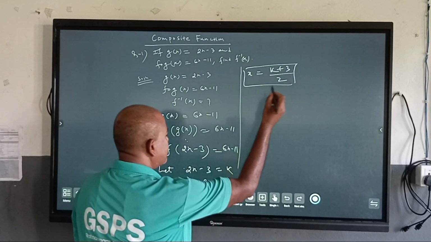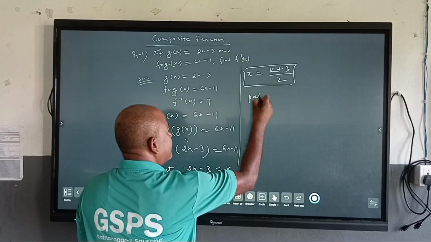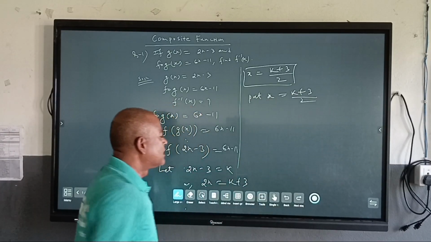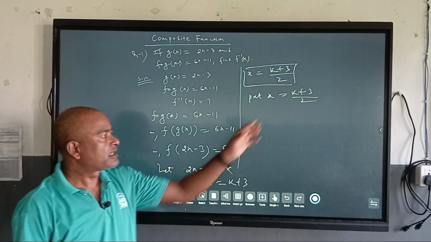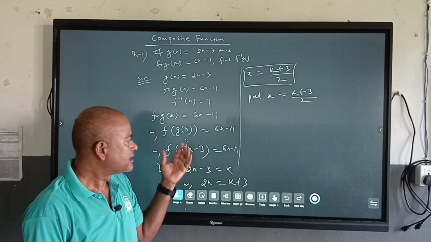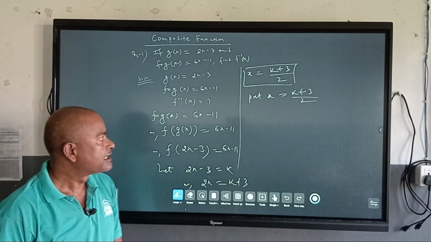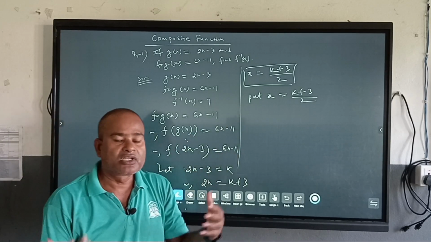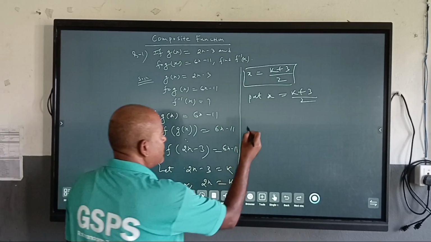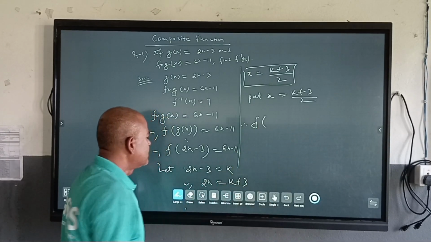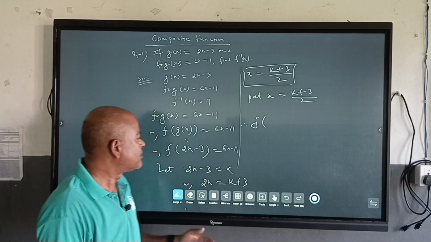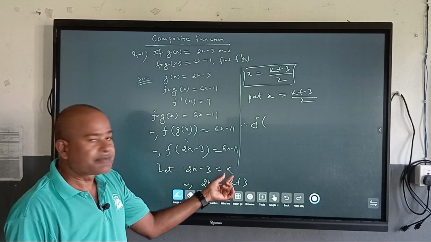Dear students, now we'll put the value of x, k plus 3 by 2, or we can say replacing the value of x by k plus 3 by 2 on both sides, in left hand side and right hand side. Then by solving, we'll get a new function, which is the function fx. So dear students, now the function f of 2x minus 3 will change in the form of 2x minus 3, we have supposed x.